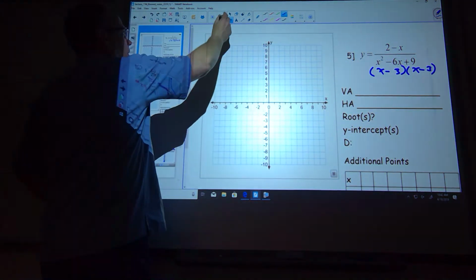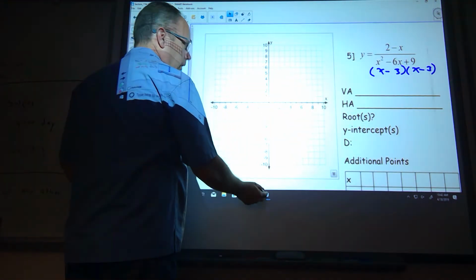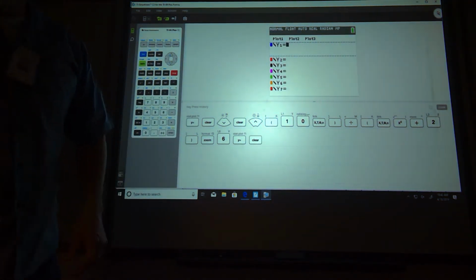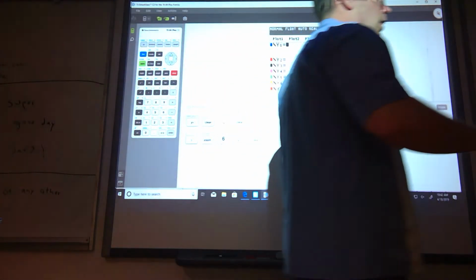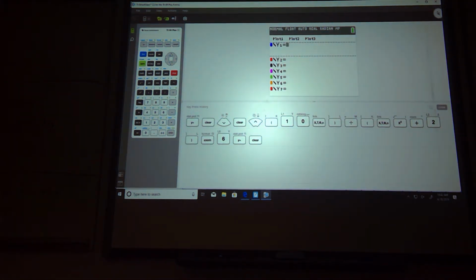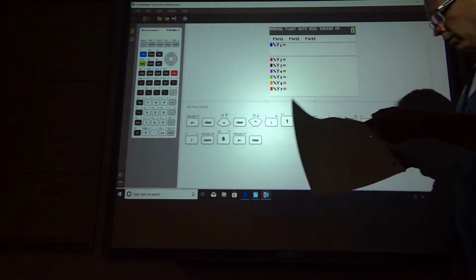So let's just take a look at what the graph's going to look like. I'm going to clear. We have a graph of factor like this. Really? I don't know, because the whole thing is about graphing. That'd be chill, though.